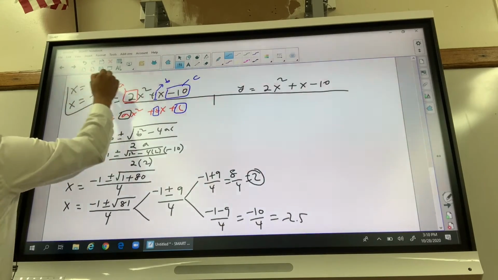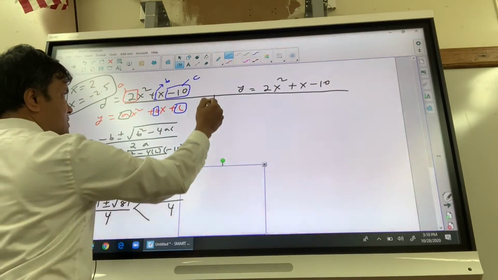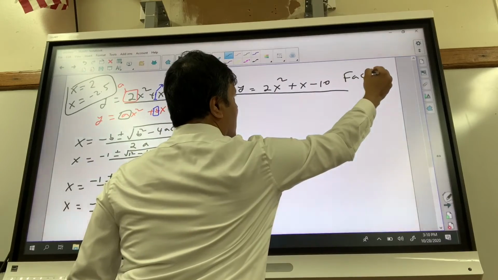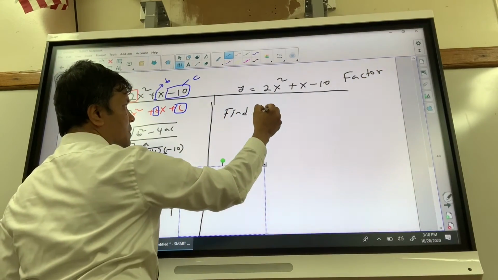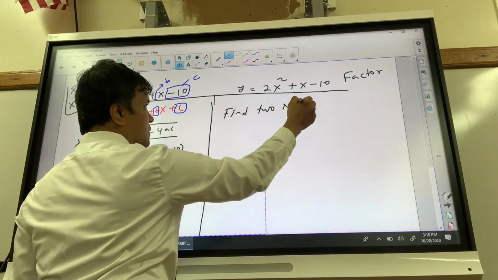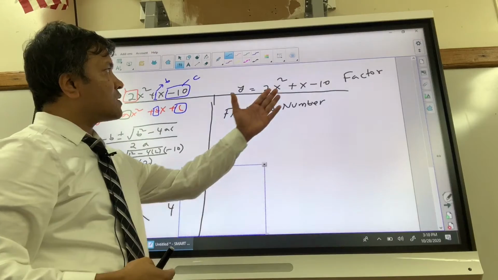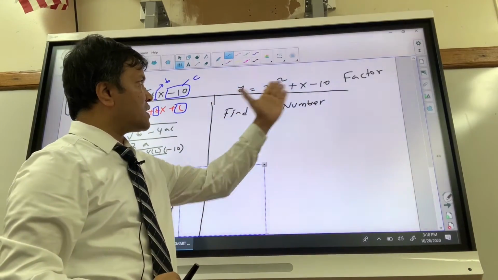So we're going to do it in a different way right now. Okay, so we're going to factor it. So find two numbers whose sum is 1 but product is negative 20.